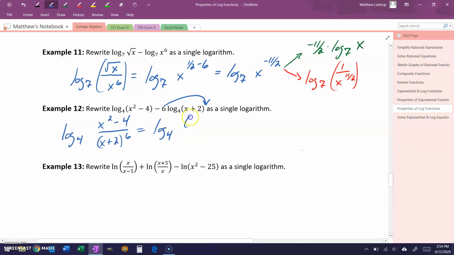From here we can look at simplifying by factoring the expression in the numerator. Which will leave us with x plus 2 reducing with one of the x plus 2 factors in the denominator. So we'll get the log base 4 of x minus 2 all over x plus 2 to the 5th power.